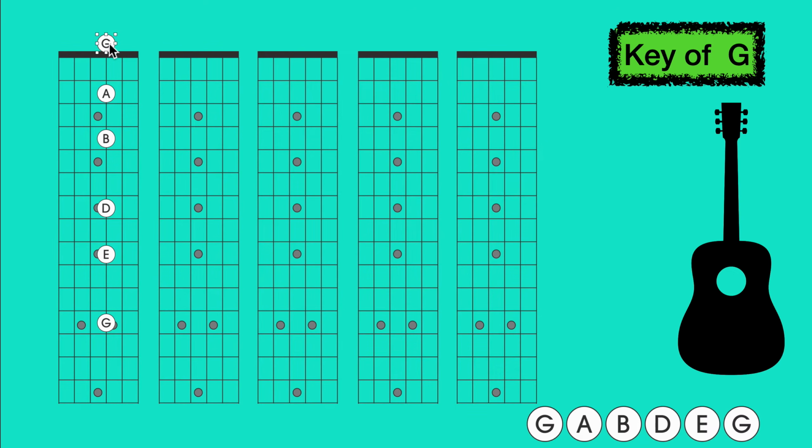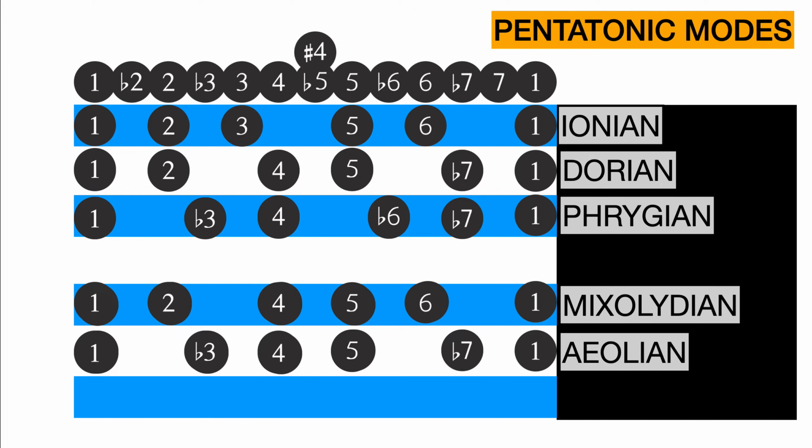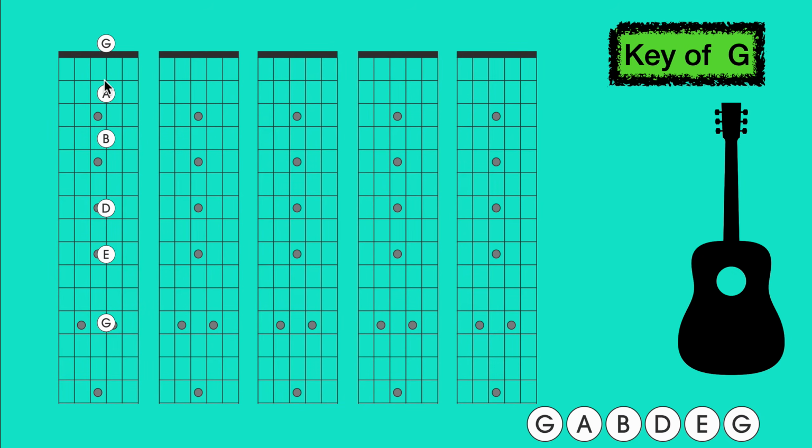So we see here that G, A, B, D, E is spelled out on the G string. If we go back to our mode sheet here and see that the 1 has a major third in front of it and the rest of them have a fourth, well then that's going to be pretty easy to spot here.